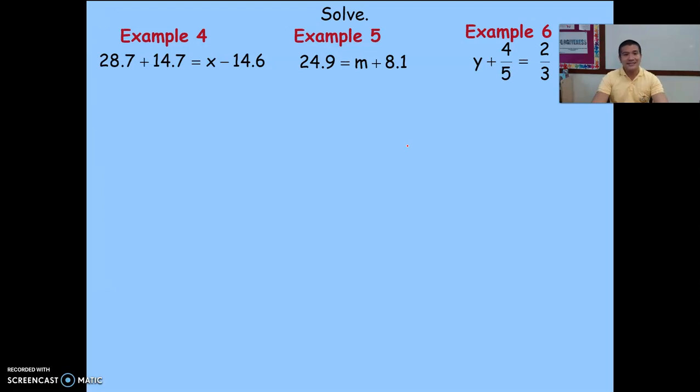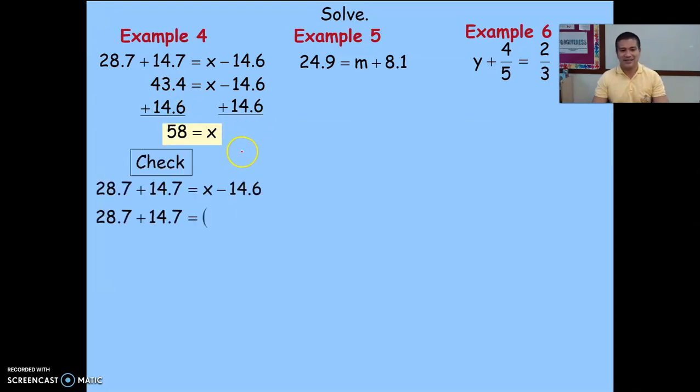Okay, this one involves decimals. If you're going to solve problems involving decimals, it's the same process. So what you're going to do is simplify first. Here, 28.7 plus 14.7 will give us 43.4x. Then after that, negative 14.6 on the other side, so we will add now plus 14.6, and then you are going to add 14.6 on the left side as well. That will give us 58. And then to check, the same process. Okay, so we'll just skip the checking part.